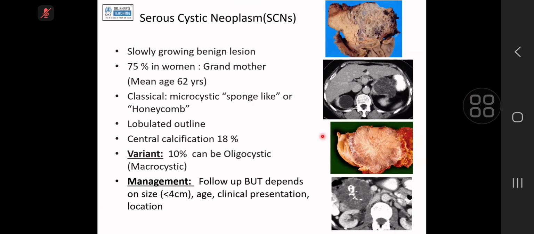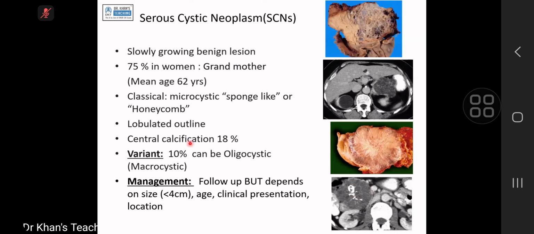Now, look at this picture, and this picture tells you the radiology. This is a classical serous cyst adenoma, which has got a sponge-like appearance. Just concentrate on the outline, and you will see it is lobulated because there is a small cyst here, a small cyst here, causing indentation. This is a classical case, which was our case. Usually, you will see calcification in the central part. In mucinous, the calcification will be in the periphery.